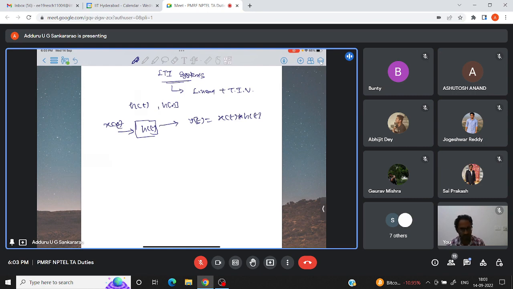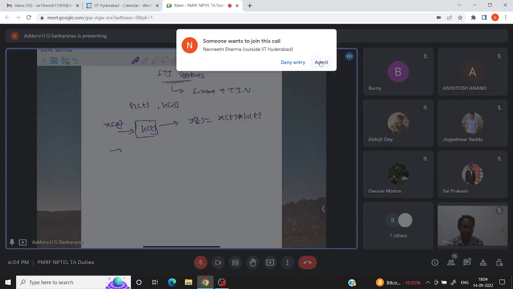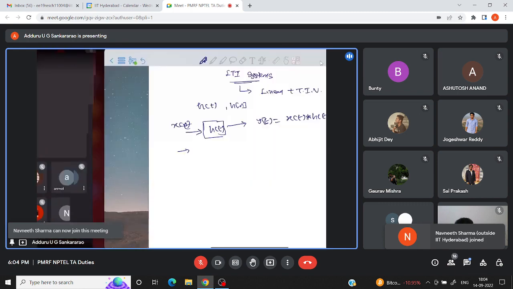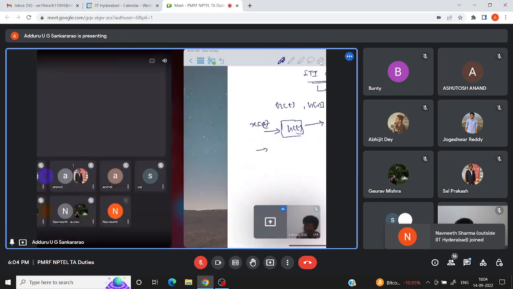We have also seen some of the properties of LTI systems: when an LTI system is memoryless, when it is stable, and when it is causal. Hope you recollect these. We also saw some problems. Now, based on that, we will try to solve a few more problems.